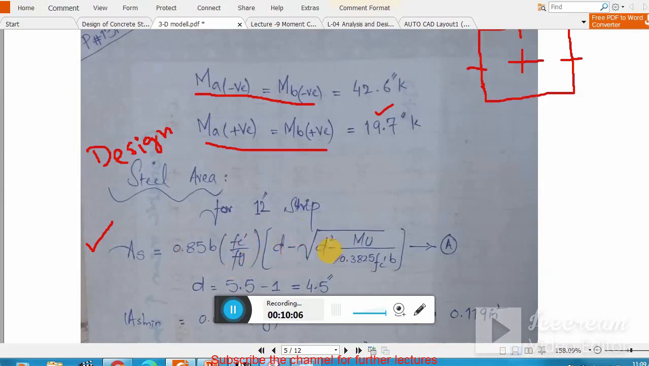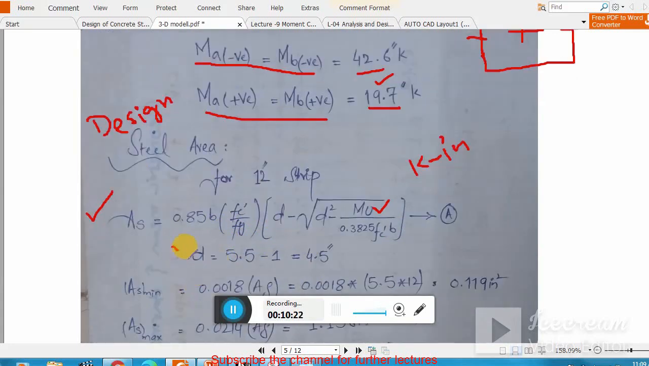FC prime, Fy, D is the effective depth, and Mu, remember this is in kip-inch. So you need to convert the moments into kip-inch. All things are fixed. B is in inches, D is in inches. So D is what? This is the effective depth: the total depth minus clear cover.